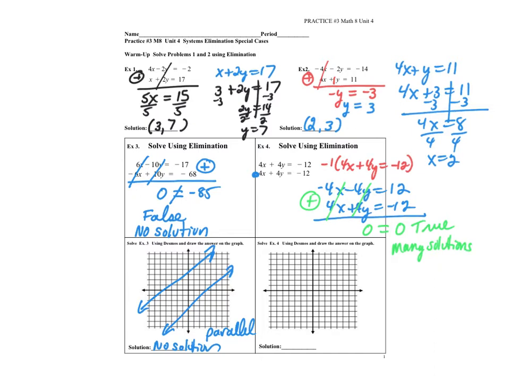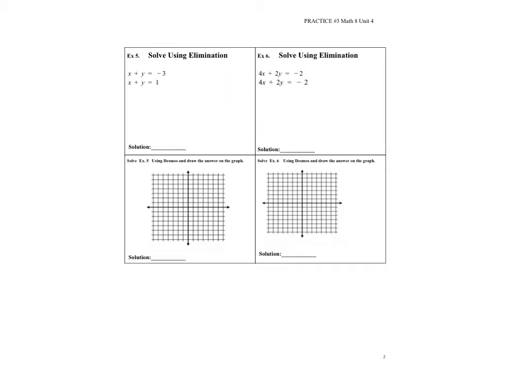When you bring these two equations into Desmos and graph it, and you're going to have to draw it, it looks like you only have one line, but in fact, it's one line right on top of the other. And you can kind of visually see that they're the same. The top one is 4x plus 4y equals negative 12, and then the second equation is 4x plus 4y equals negative 12. Let's see if we find some special cases on the next page.